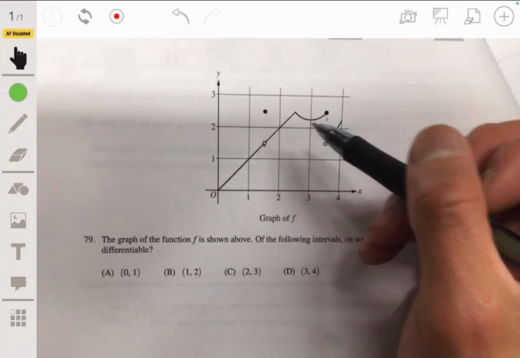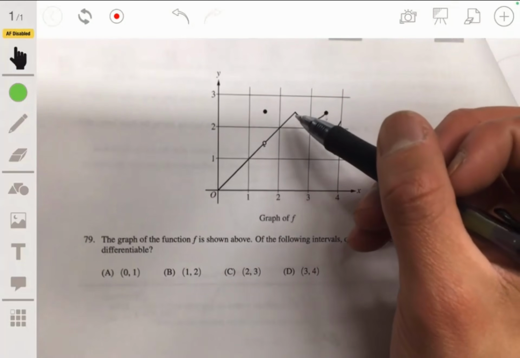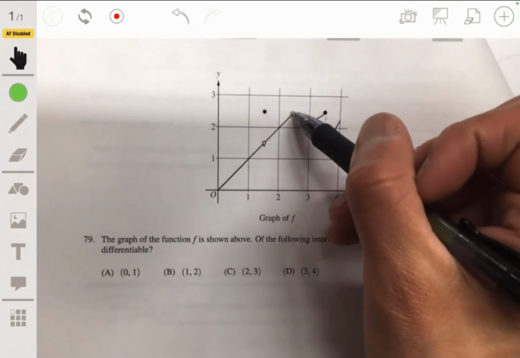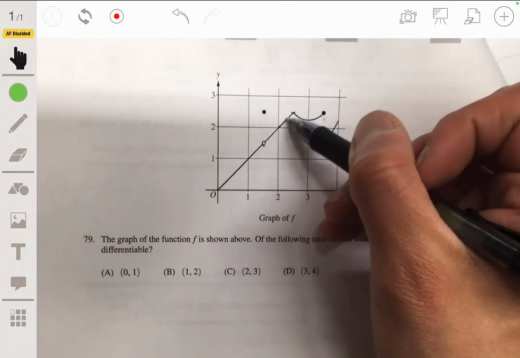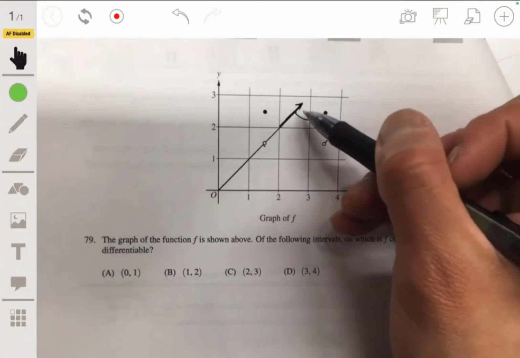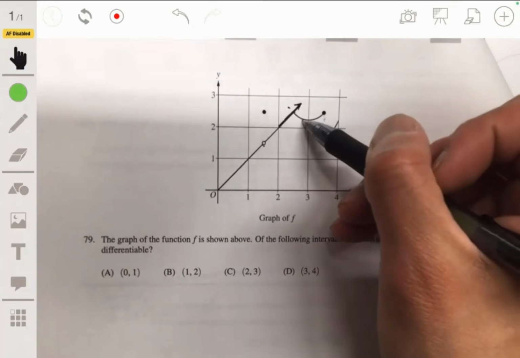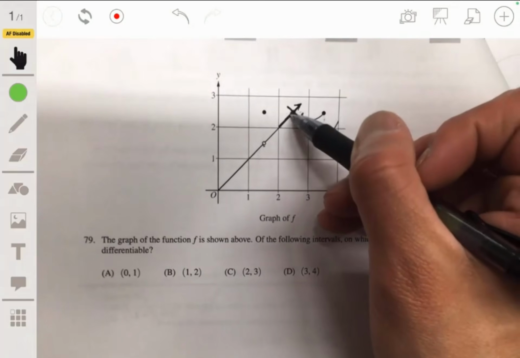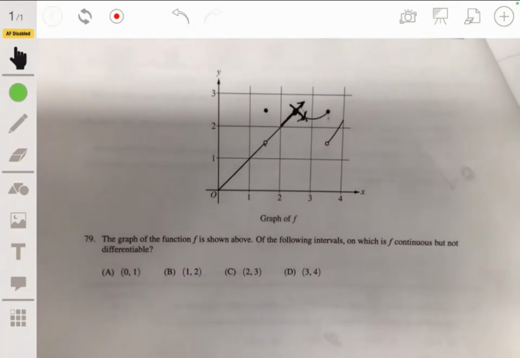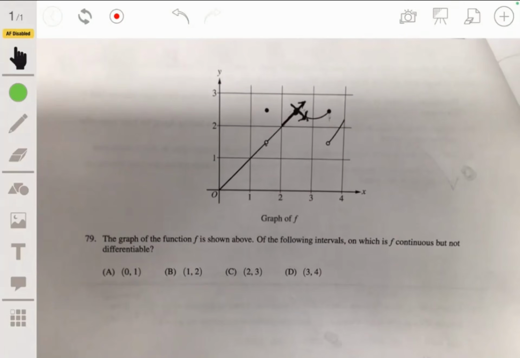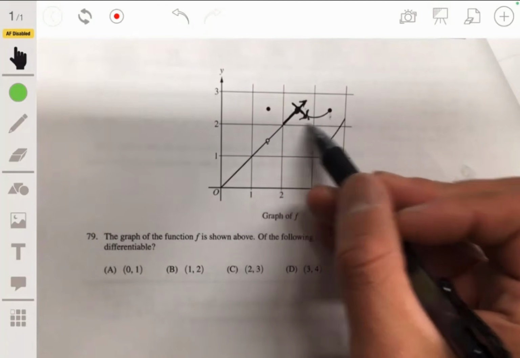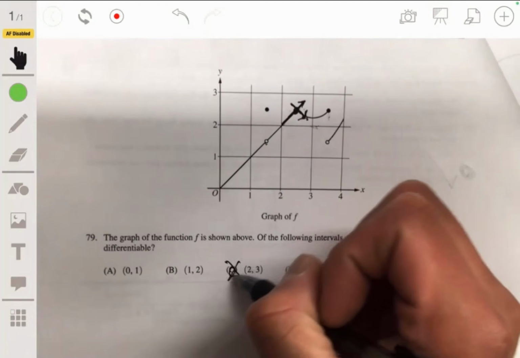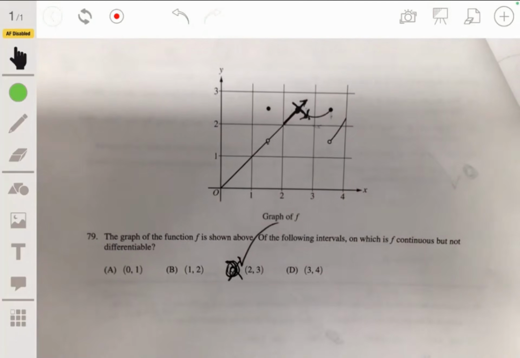Now, it's not going to be differentiable at points where you have a sharp corner. So like over here, because when you're coming from the left, the slope is going to be like something like that. But on the right side, the slope is negative. So the slope from both sides when you approach this point here is not equal. So it's not going to be differentiable at that point. So let's look at the interval that has that. So from 2 to 3-ish, we'll say. All right, so then the answer will be C. All right, so there you go.